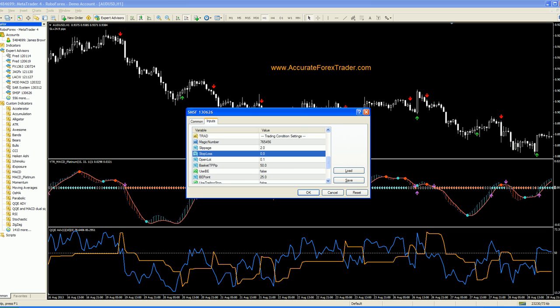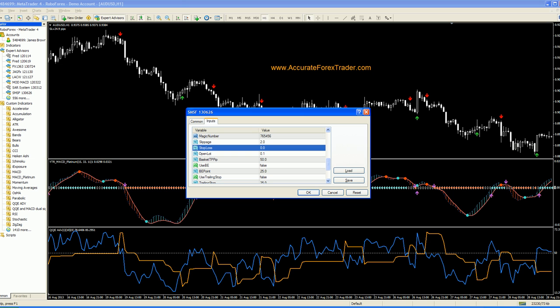Stop loss, now as I said, this EA is not perfect, but this stop loss for example is on each individual trade. So if you leave that blank, it won't close any trades at all unless you've got a trailing stop or a stop loss in there or a break even.